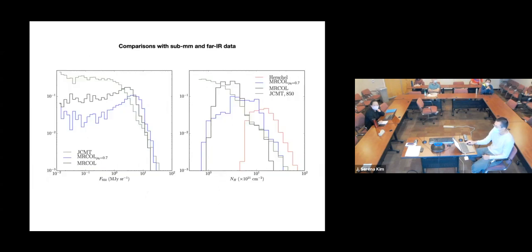And we also compare the probability distribution function for the 850 micron flux density and also the column density with Herschel. So basically they match for the high density region. For the lower density region, they differ because we didn't include other lower-density structures. We're just focusing on the filament. They match pretty well, but if you want to have a very good match, you can increase the initial clump density by a small factor, and the density PDF matches better.